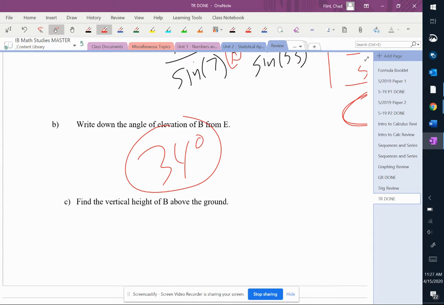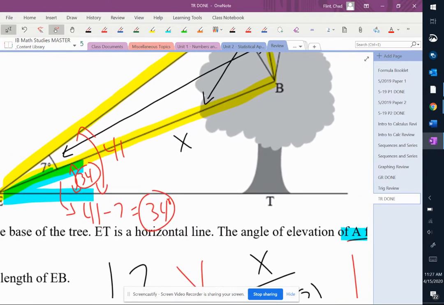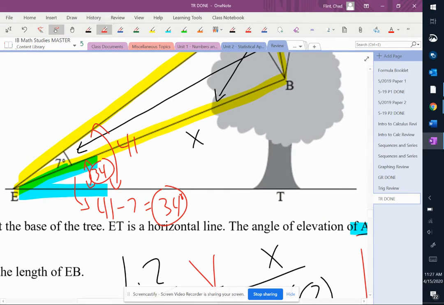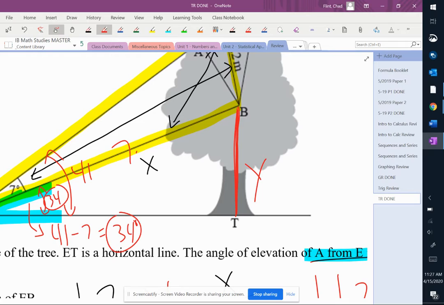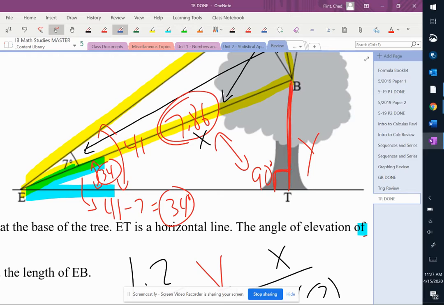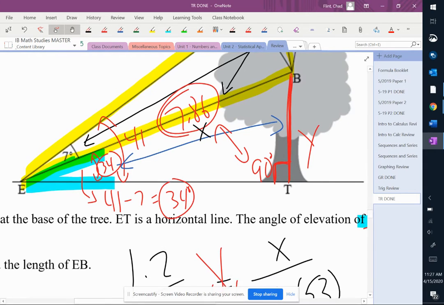Find the vertical height of B above the ground. So now this one, we have to actually draw in another line. We have to draw in this line right here, and that's what we're looking for. So now what we have going on, we know side X, which is 7.86, right here. This is 90. Those two are across from each other. We know this is 34, and those two are across from each other. So we can use law of sines again to do this problem.